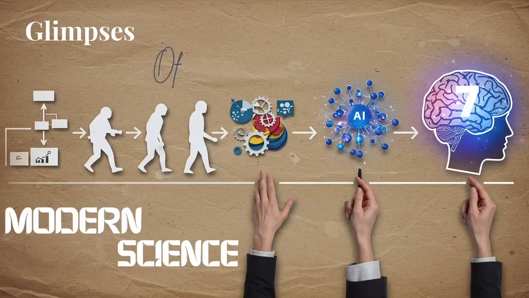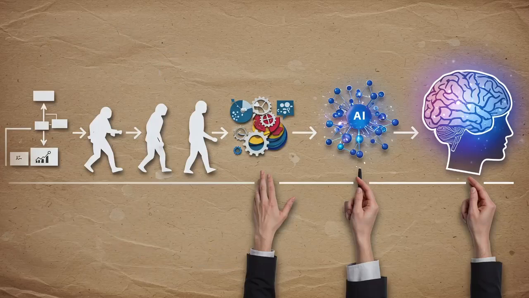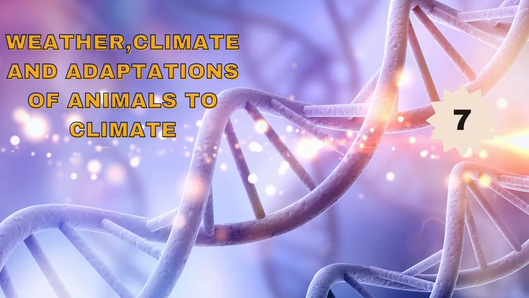Glimpses of Modern Science, Class 7. Chapter 7, Weather, Climate and Adaptations of Animals to Climate.